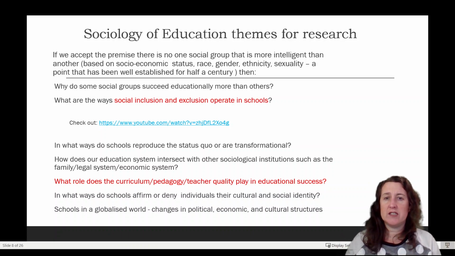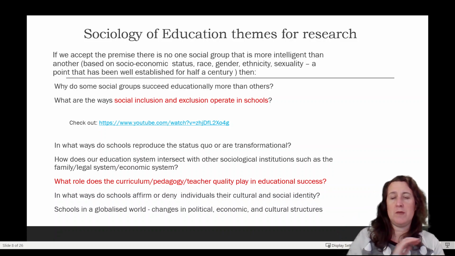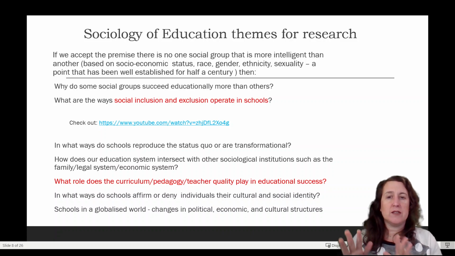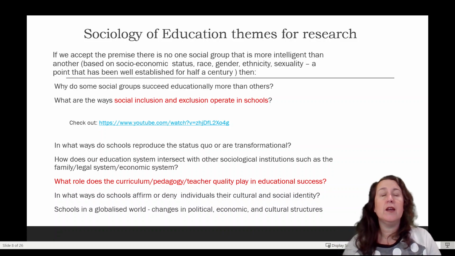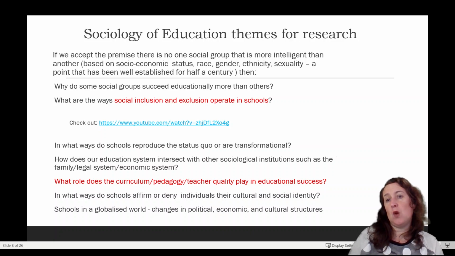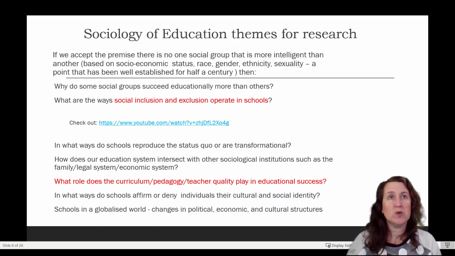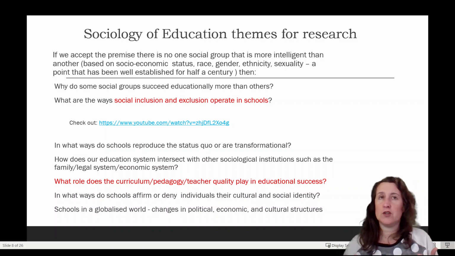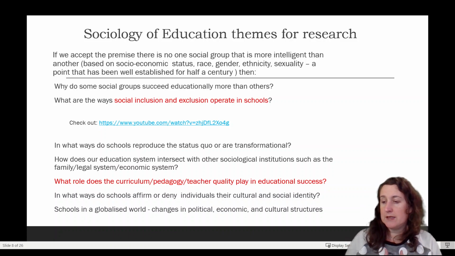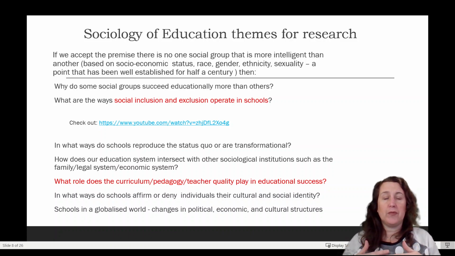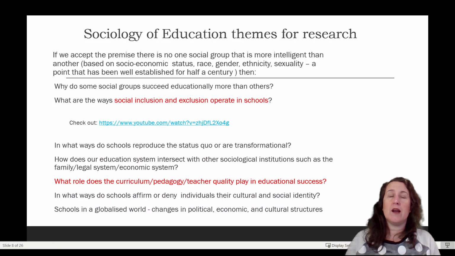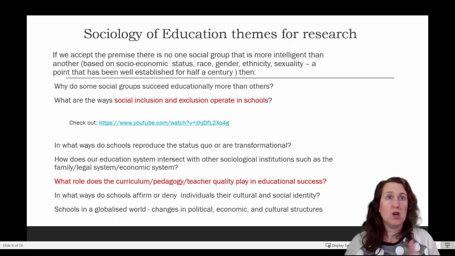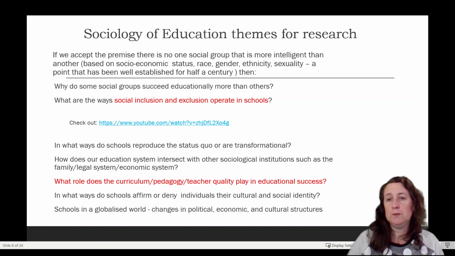How does our education system intersect with some of the other sociological institutions, such as the family, our legal system, our economic system? What role do curriculum, pedagogy, and teacher quality play in educational success? In what ways do schools affirm or deny individuals their cultural and social identity? So some students will go to school and feel that their cultural and social identity is accepted, praised, affirmed at school, and others will find that their identity is denied. They're not represented in the curriculum. The things that they're interested in aren't valued or celebrated at school.